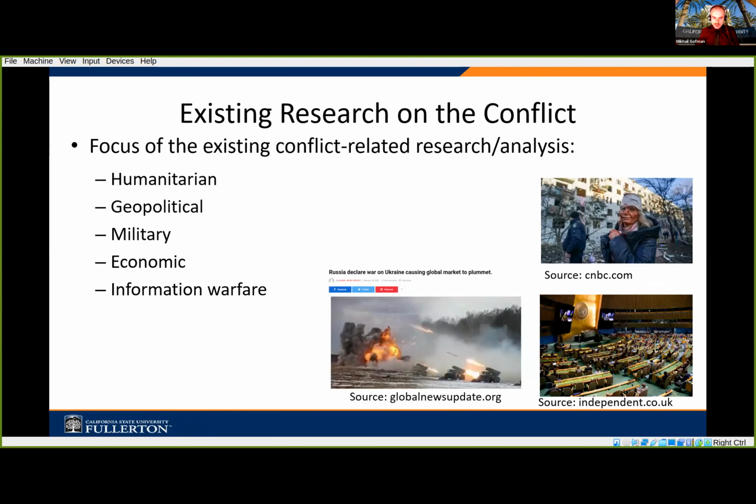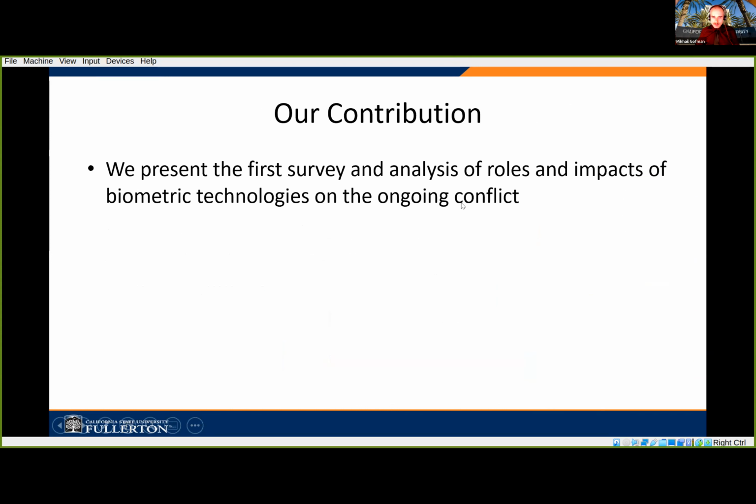The existing analysis and research related to the conflict has focused primarily on the humanitarian, geopolitical, military, economic, and information warfare angles, whereas our work will present a survey and analysis of the roles of biometric technologies and how they have shaped this conflict.